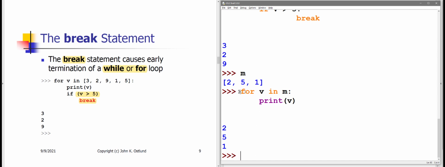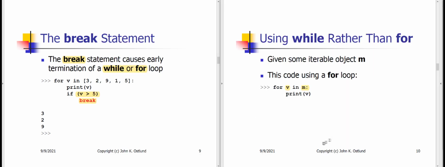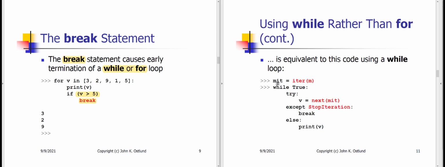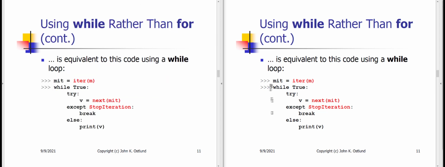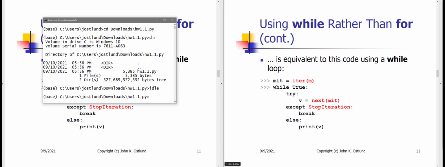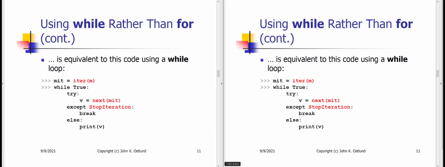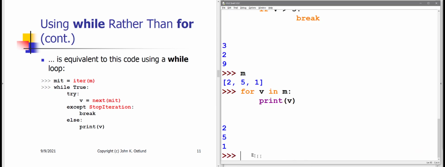Now, internally, the way the for loop is implemented, in effect, is to use a while loop, like so. Actually, I want that on my other slide, so let me put slide 11 over here. Here we go. And let me put back up my interactive shell. All right, so I've just shown you for v in m, print v, and we see that it displays 2, 5, and 1. Now, this is equivalent to creating an iterator for m.